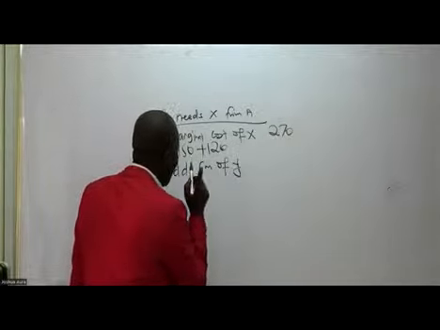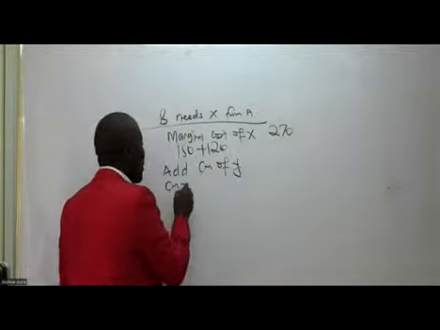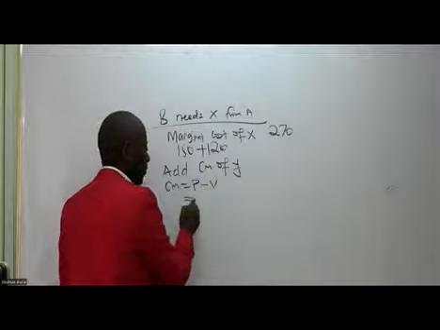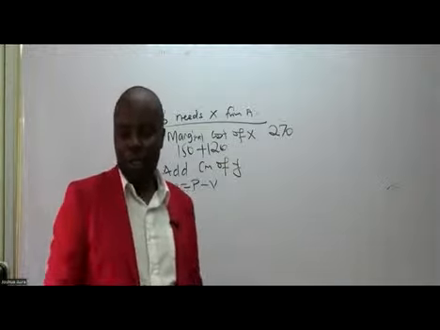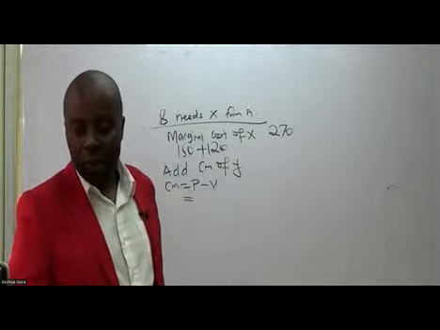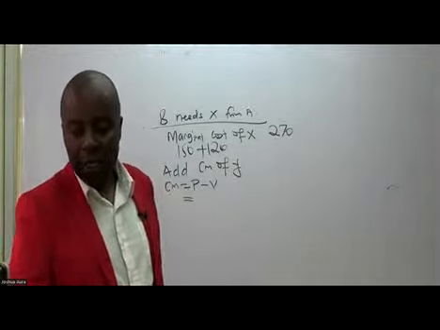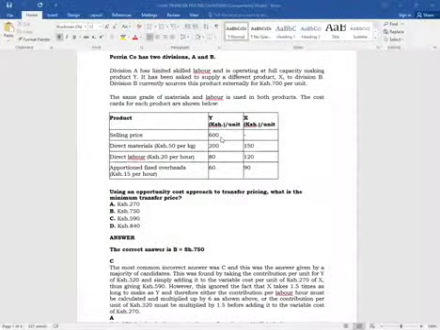I know contribution margin is price minus variable cost. So what is the selling price of Y? Can somebody talk to me? The selling price of Y, according to Eric, is 600.